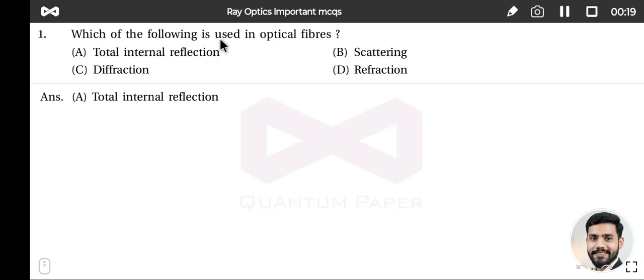Which of the following is used in optical fibers? So optical fiber is nothing but the application of TIR, which is nothing but total internal reflection. So look at the next question.